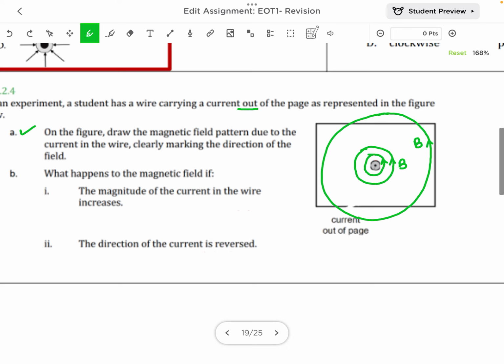What happens to the magnetic field if the magnitude of the current in the wire increases? We have a relationship that says I is directly proportional to the magnetic field strength. So as I increases, the magnetic field also increases. The second question, what happens to the magnetic field if the direction of the current is reversed? B will also be reversed.